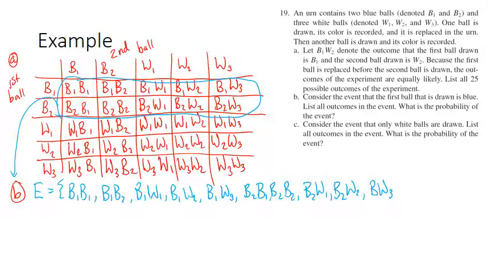Okay, I believe that's all of them. Oh, I missed something, didn't I? No, I didn't. Okay, so that is 10 of them. And so the probability of this event is going to be 10 over 25.